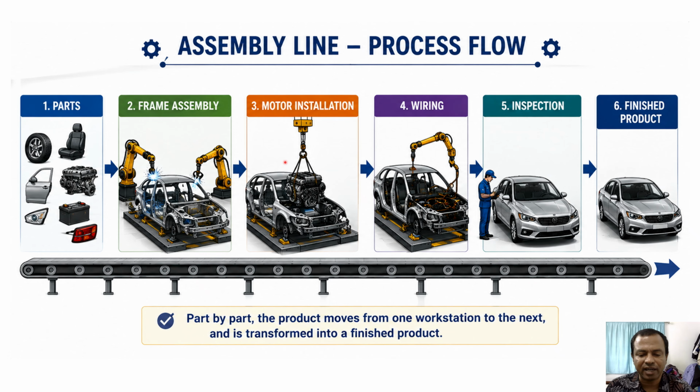In that frame, in the next workstation, that is motor installation, we can see engines are installed. Then other parts, then wiring. Wiring is required for a car, so wiring is done in the next workstation. Then inspection is done at the next workstation. Then the finished product, that is a full-fledged car, comes out. So we can see part by part the product moves from one workstation to the next and is transformed into a finished product. So this is an example of a typical assembly line.